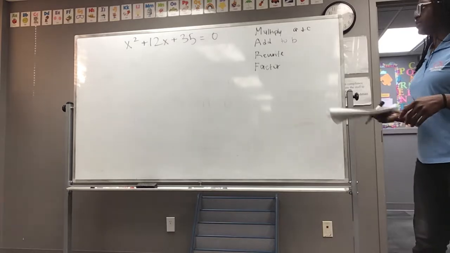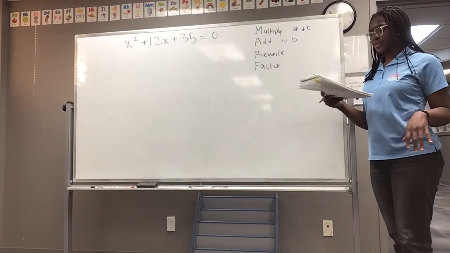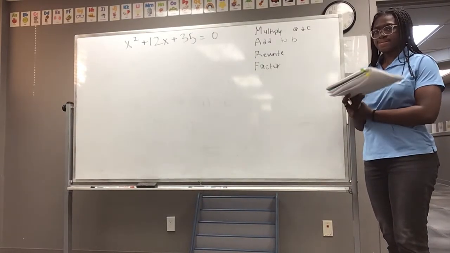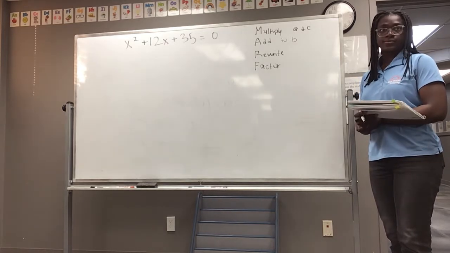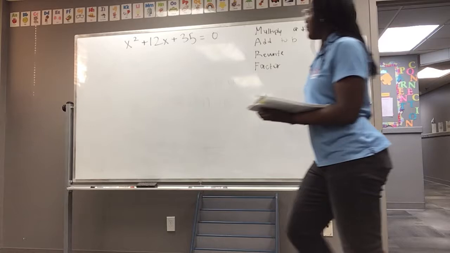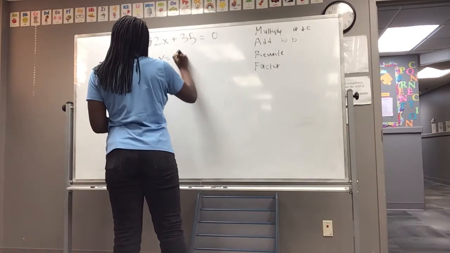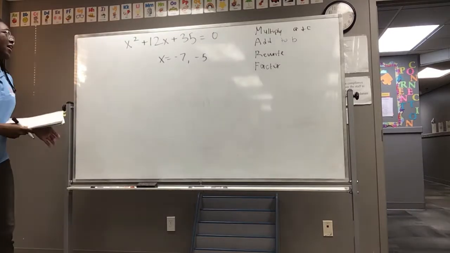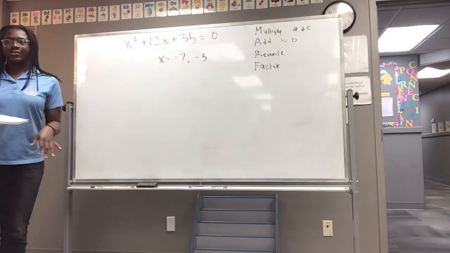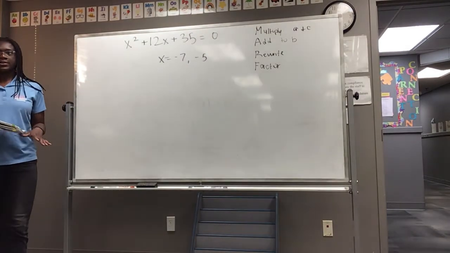Okay, does anyone have an answer? They can just yell it out. Yep. Our two solutions are x equals -7 and x equals -5. Does anyone have any questions about how we got there?